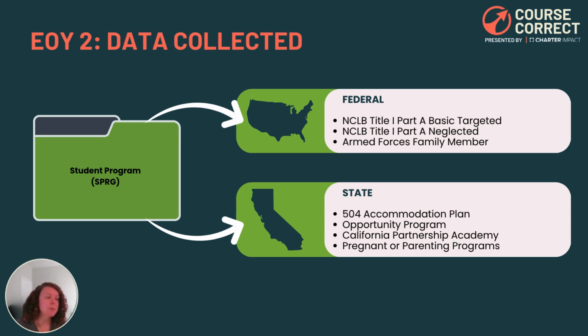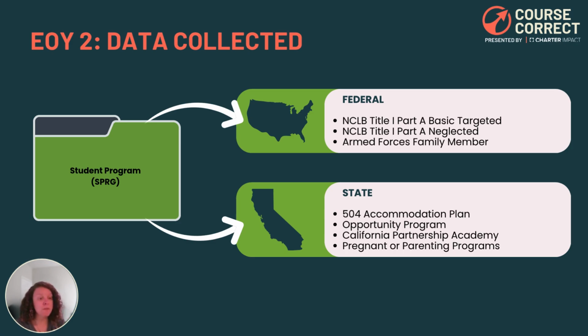Specifically, in the federal realm, we submit information about Title I, Part A Basic and Part A Neglected, and Armed Forces family members, and that informs federal regulations and requirements. On the state side, we are reporting information about 504 accommodations, the Opportunity Program, the California Partnership Academy, and then, of course, pregnant and parenting programs, as you can see here. So the takeaway here is that we are reporting in the same file for both state and federal types of programs.